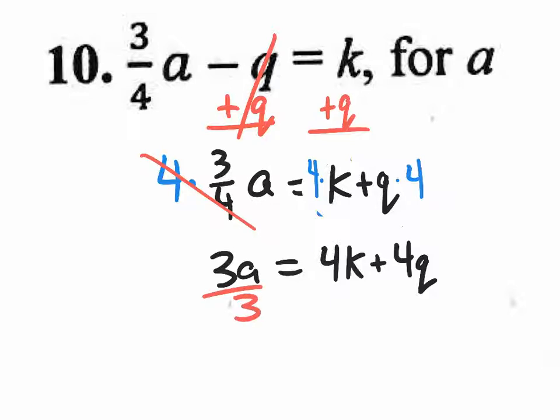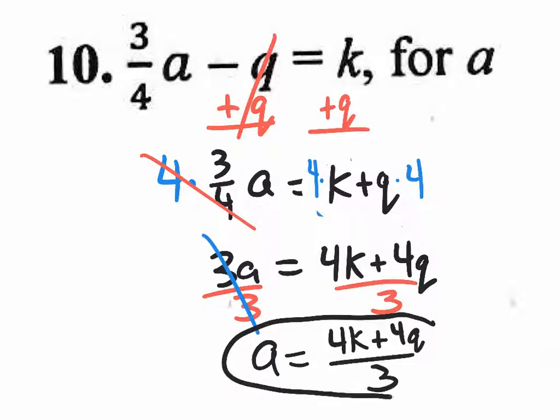Divide by 3. Divide the whole thing by 3. And we're done. That's your answer. There it is. Could you separate the denominator? Yes, you can. If you want, you could separate it and make it a 4K over 3 and a 4Q over 3 as well. So you could separate that denominator of 3 to each of those. And no additional statement necessary on this one.